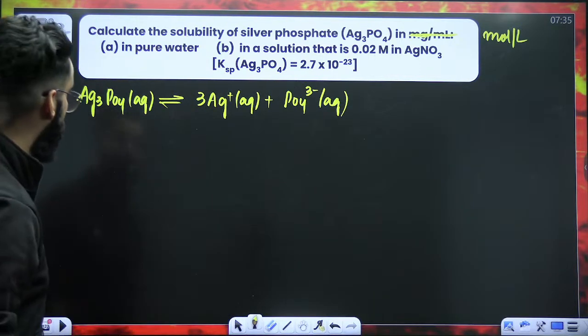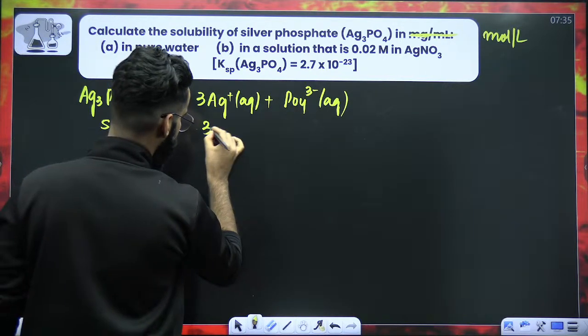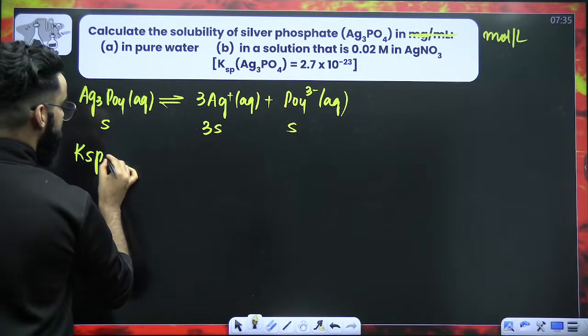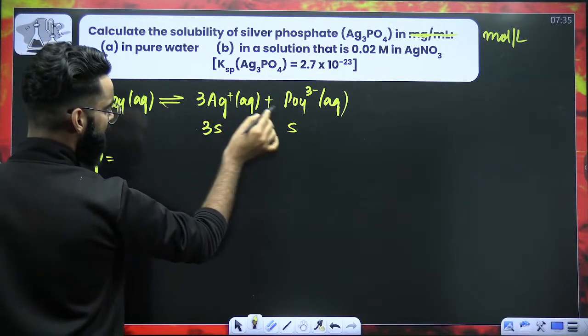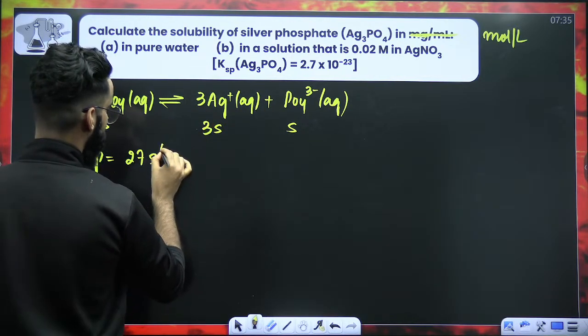So I'm going to solve the first question, solubility of silver phosphate in water. Let's assume this is S. So this has to be 3S. This has to be S. Write the KSP expression. KSP expression will be this raised power 3, S raised power 1. So it's going to be 27 S raised power 4.